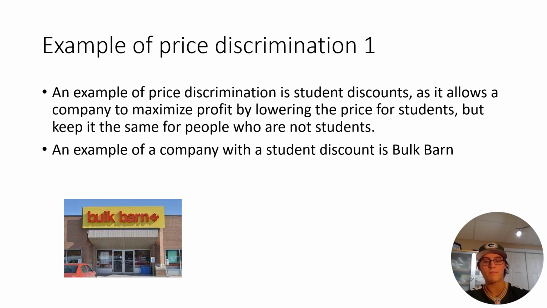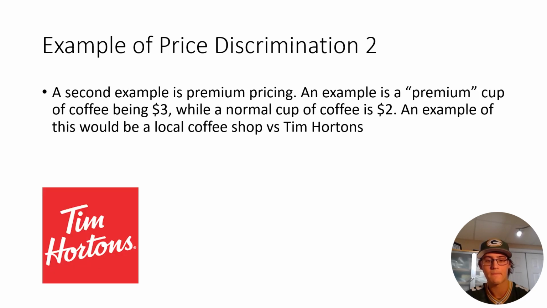So an example of price discrimination is student discounts, as it allows a company to maximize their profit by lowering the price for students, but keeping it the same price for people who are not students. An example of a company with a student discount is Bulk Barn. On Wednesdays, students, I think they get 20% off or something like that. They get a discount when they buy product from there.